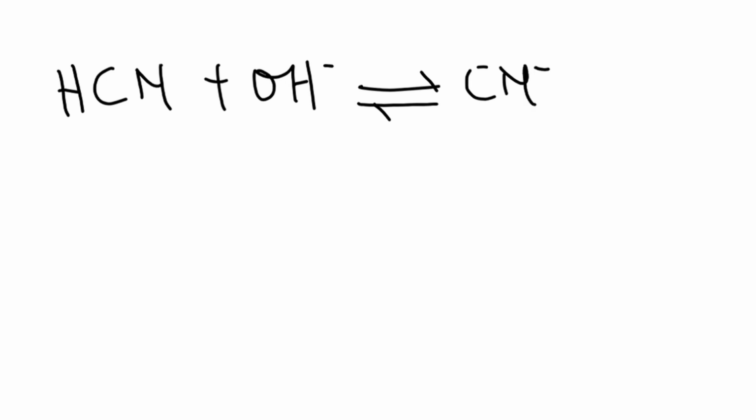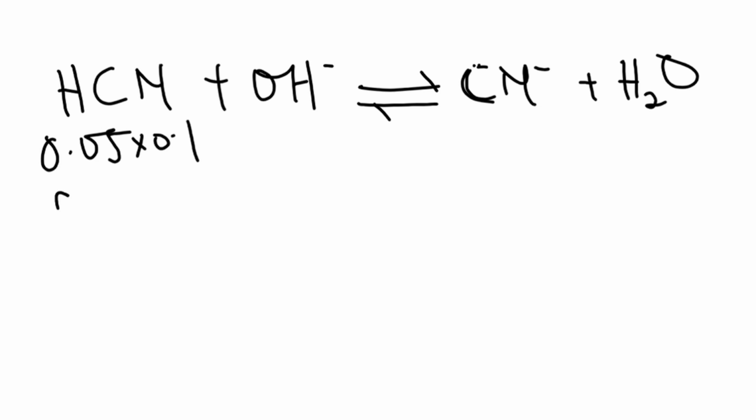Let's first start with that. HCN plus OH minus would give CN minus plus water, which would mean that at the equivalence point, the number of moles of this is 0.05 times 0.1, which is 0.005, and that would also be the number of moles of the base.